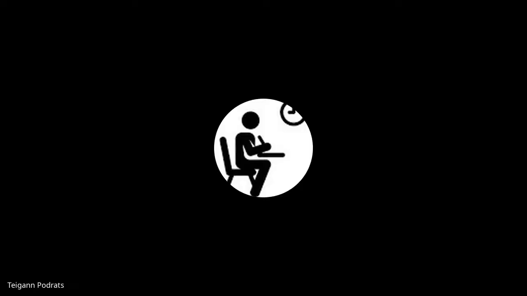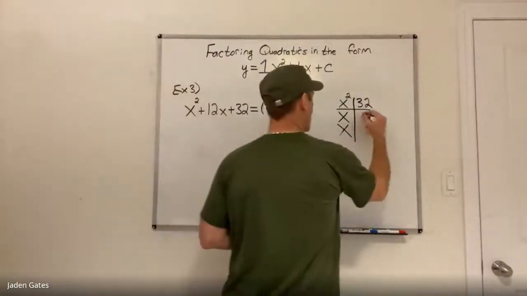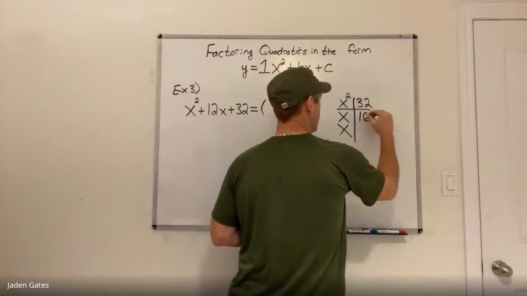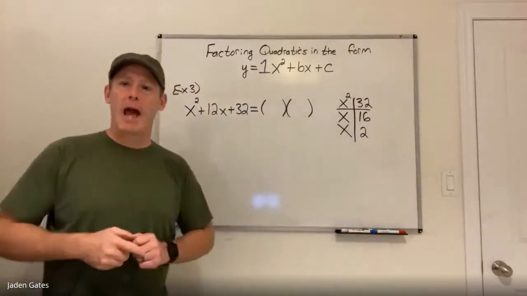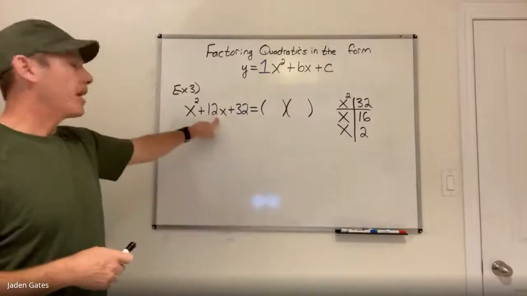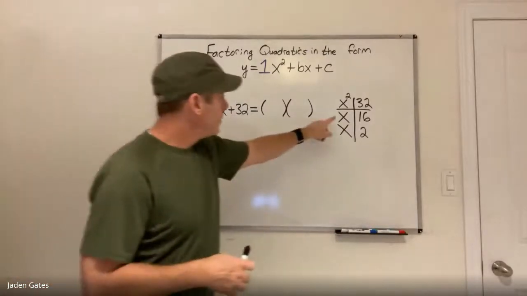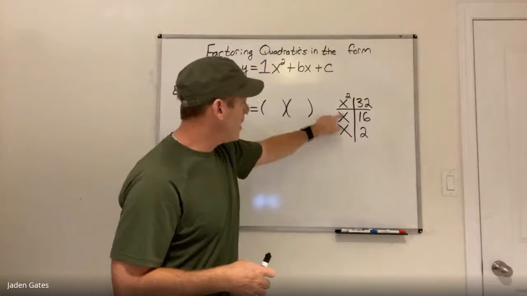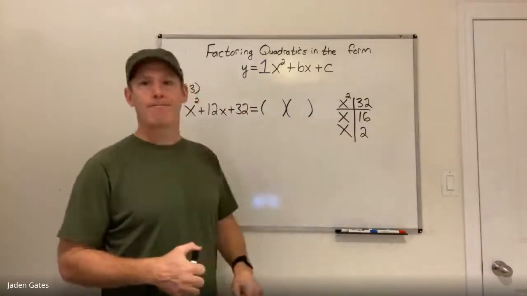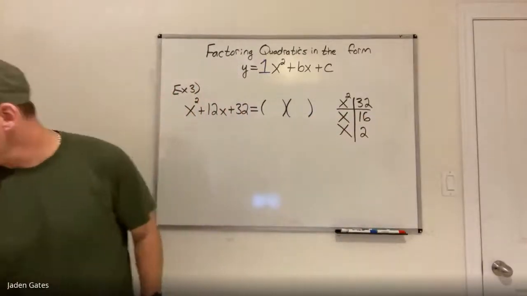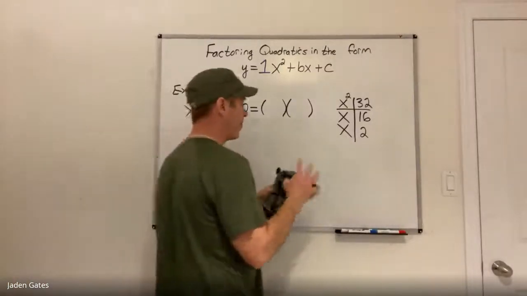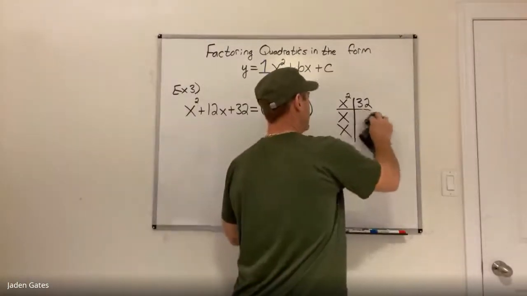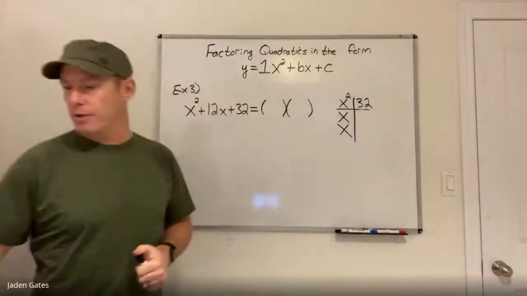16 times 2. Let's try it out. Okay, so now when I cross multiply and add these 2 together, I need a 12x. 2 times x is 2x plus a 16x. 18x. Those aren't the numbers we're looking for. Even though they multiply to give me 32, they're not working when I cross multiply. Anybody got 2 other numbers that might?